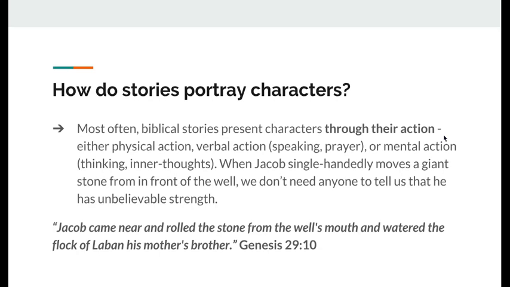So in Genesis 29, it says, "Jacob came near and rolled the stone from the well's mouth and watered the flock of Laban, his mother's brother." So we get this picture of a tough and rough guy, Jacob, strong in might and able to move this stone. That's a very common way that the biblical authors are going to teach us about characters, through their actions. So that's why observing their actions is so important.